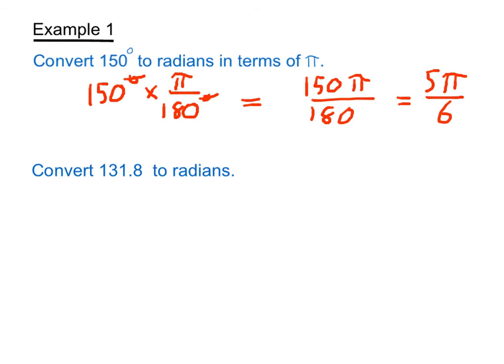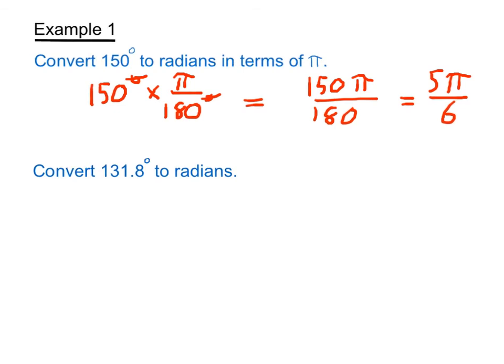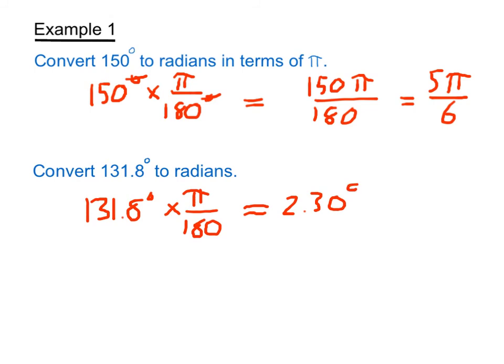Let's look at another example. Let's convert 131.8 degrees to radians. We can use the same method. We'll multiply 131.8 degrees times pi over 180. And this time we'll have to use our calculator to approximate the answer using decimals. And if we use three significant figures, we'll get 2.30 radians. Now this is where it's useful to use the symbol for radians when we're having just a number without pi.